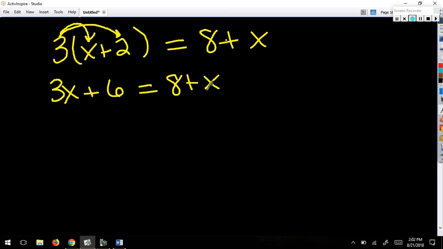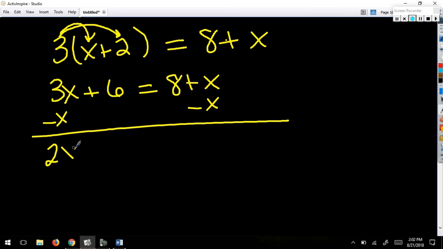Is that something that you can solve now? Yes. What should I do? Subtract the x. I always want to move the smallest one, so I'm going to move the x. Yep. 2x, the plus 6 is still there. What's on the right side? 8.